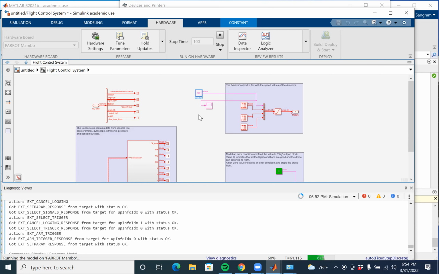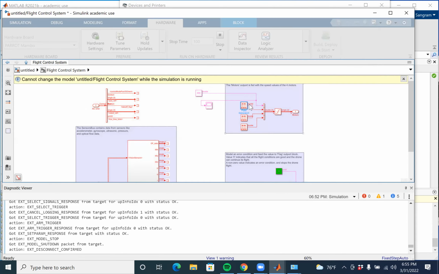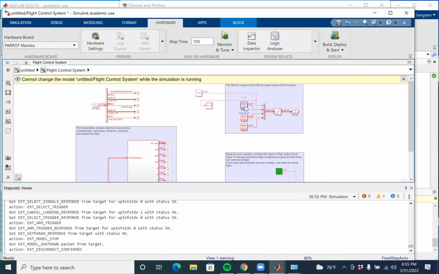Now I'm going to do something else. I'm going to take this out from here. So basically I'm going to stop this. And I'm going to connect this guy here, this guy over here, and this guy over here. And now I want you to observe very carefully.